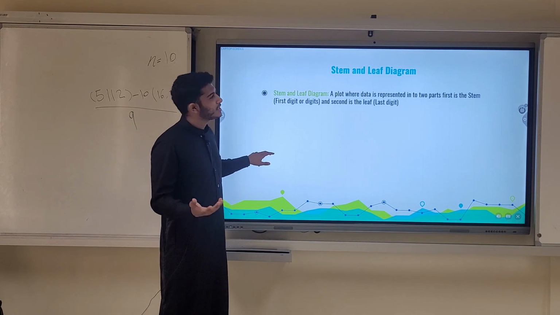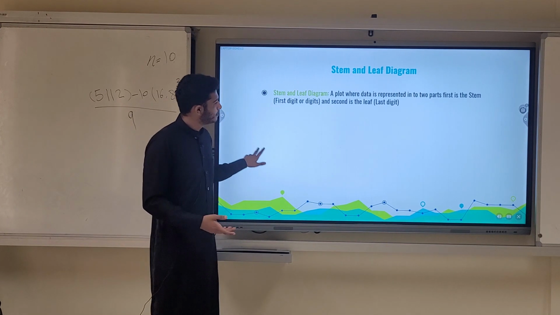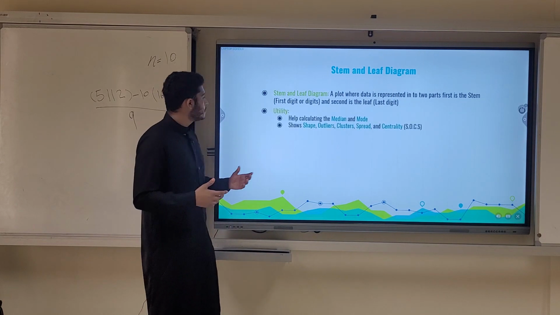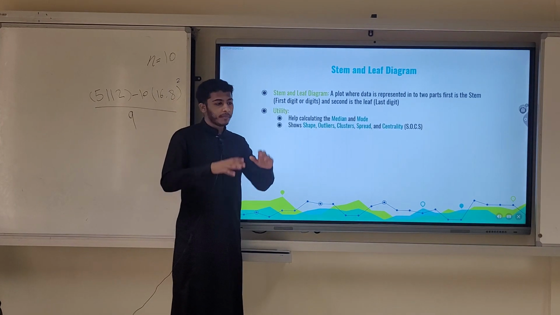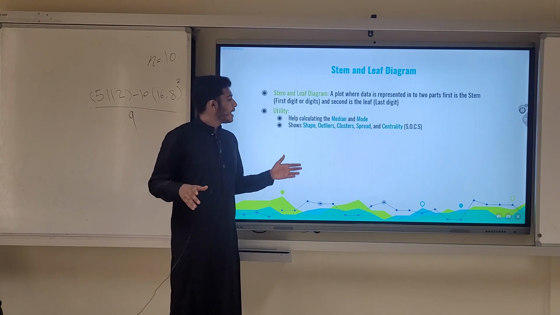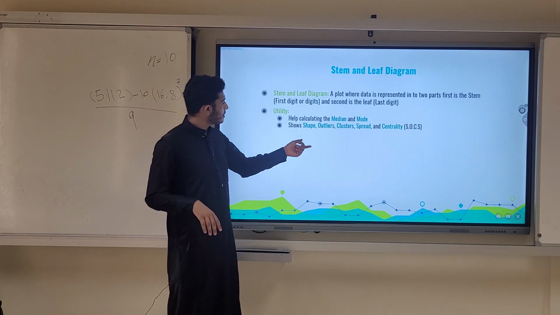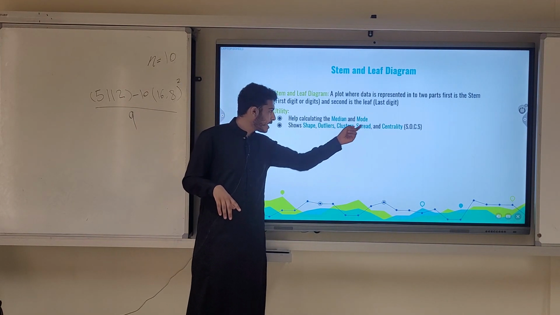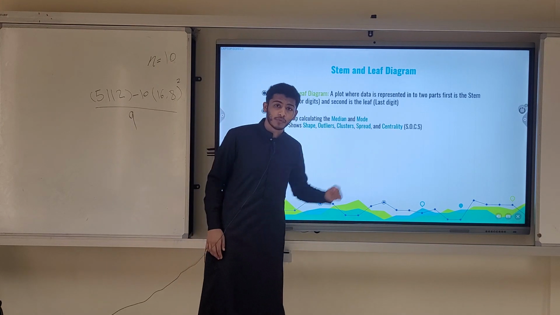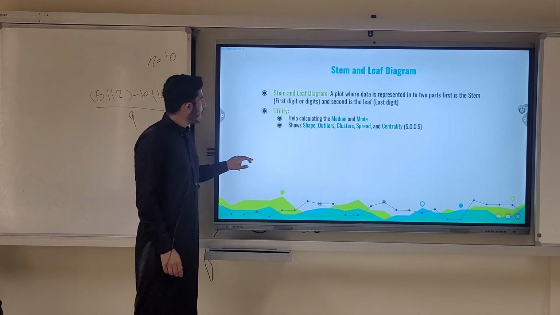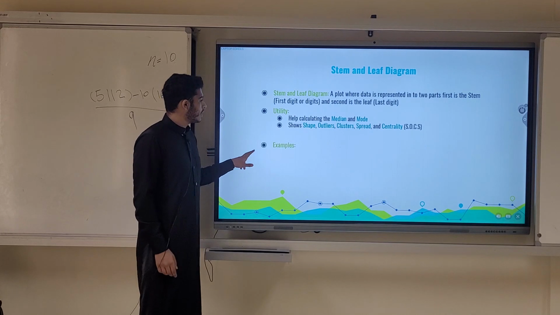So what is the utility of the stem and leaf diagram? Why is it useful? Well, the stem and leaf diagram helps calculate the median and the mode by just looking at it. And it also shows the shape, outliers, clusters, spread, and centrality, our acronym if we remember. Well, let's see an example of a stem and leaf diagram.